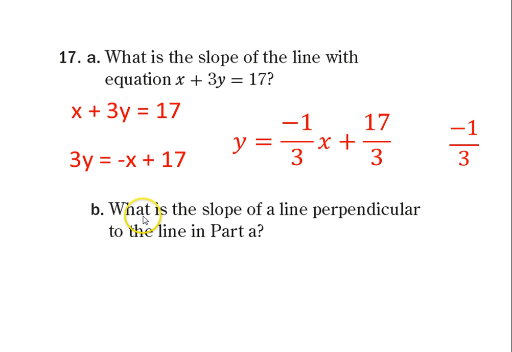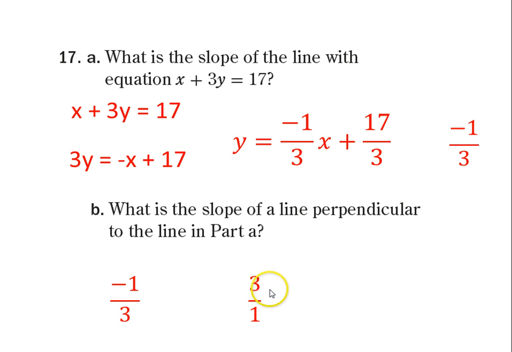B asks us, what is the slope of a line perpendicular to the line in part A? Well, we first need the slope of the line in part A, which we know is negative 1/3. And perpendicular slopes are opposite reciprocals. So I'm going to take the opposite reciprocal of negative 1/3, which is 3 over 1. I took the opposite because this is a negative number, so this has to be a positive number, and it is. And the reciprocal is when you flip the denominator and the numerator, flip the fraction. So the 3 gets switched with the 1, which is what's happening here.